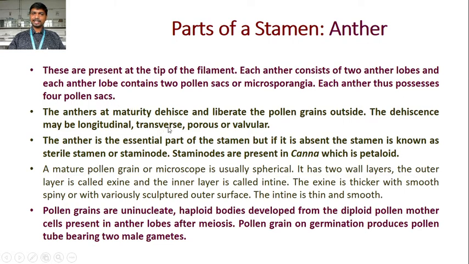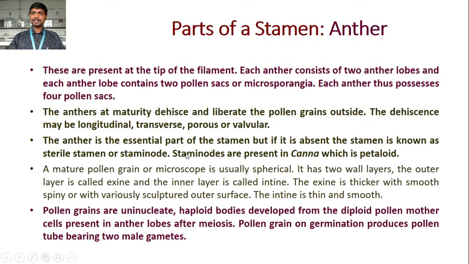The anther at maturity dehisces and liberates the pollen grains outside. This occurs for the process of pollination, where the anther dehisces to release the pollen grains outside. The dehiscence of the anther may be longitudinal, transverse, porous or valvular.